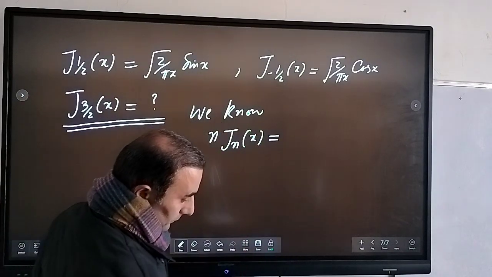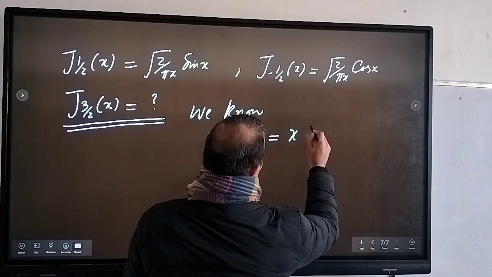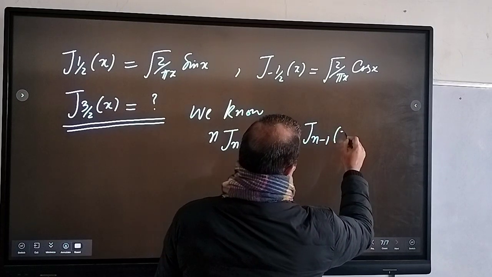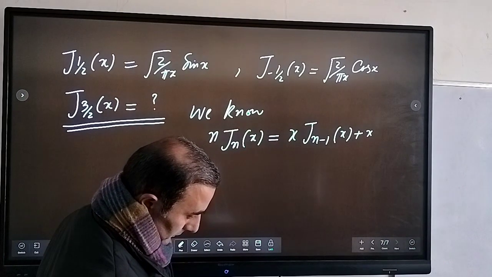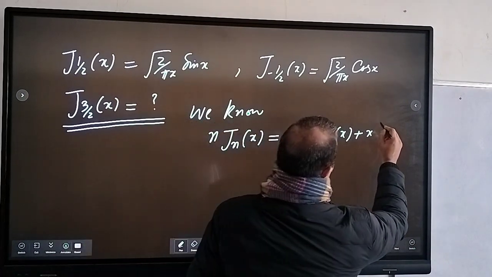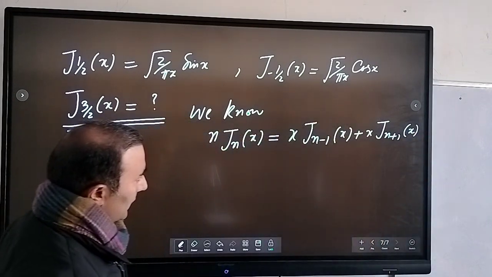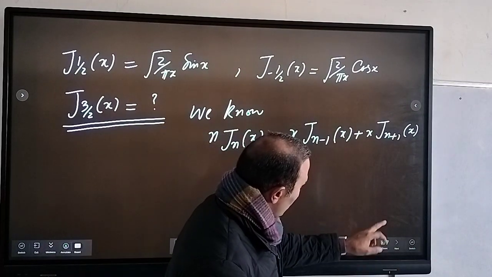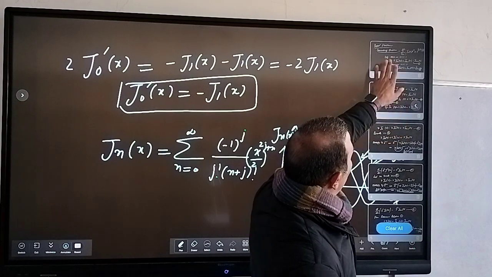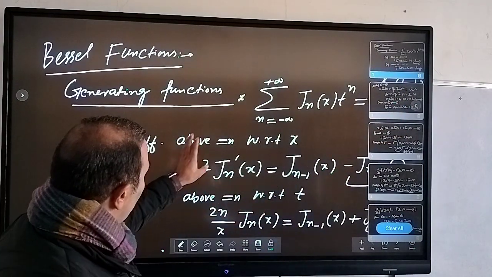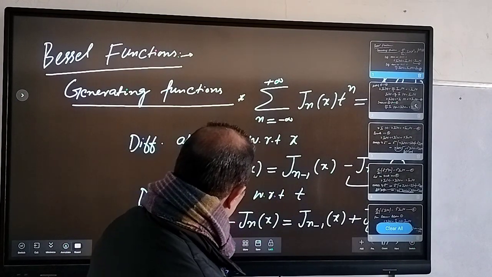mj of x will be equal to, okay, because so this is which relation? So let us have a look on this. Okay, this one, right? Because when you differentiate this, you are getting the first recurrence relation, that is j dash of x will be equal to j of n minus 1 of x, not this one.